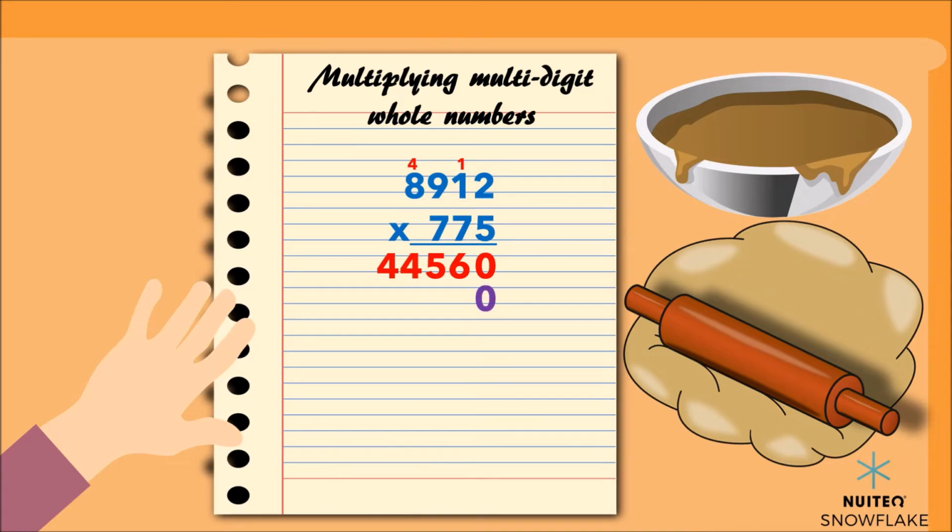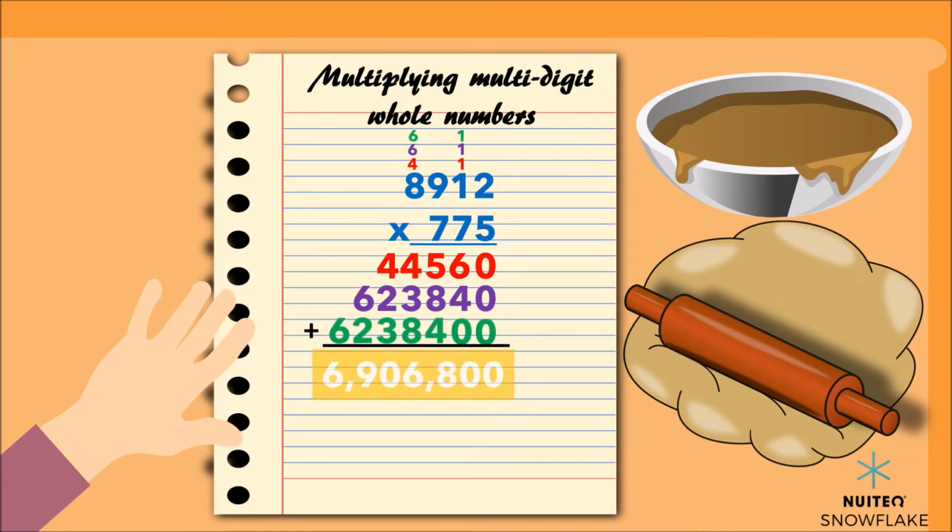Now, let's continue with 7. 7 times 2, 14. 7 times 1 is 7, plus 1, 8. 7 times 9 is 63. And 7 times 8 is 56, plus 6, 62. We do the same with the next 7. And after adding every column of numbers we get 6,906,800. As you see, this is an easy process, but it does take concentration. I know you can do it.